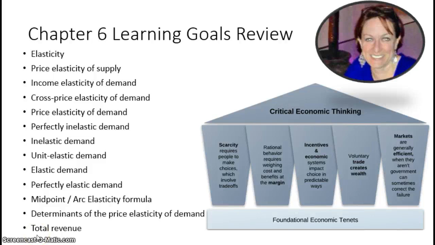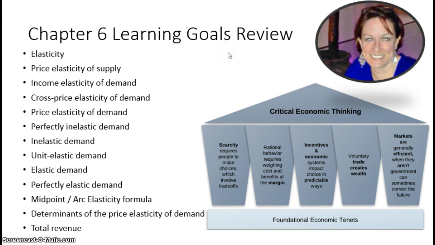Let's take a minute to review the learning goals for Chapter 6. Chapter 6 brings us the concept of elasticity, which measures how a change in one economic variable results in a change in another economic variable. We introduced several common elasticity measures, including price elasticity of supply, income elasticity of demand, cross-price elasticity of demand, and of course, price elasticity of demand, which was the focus of most of our learning.